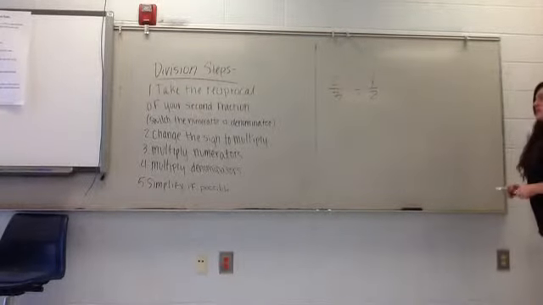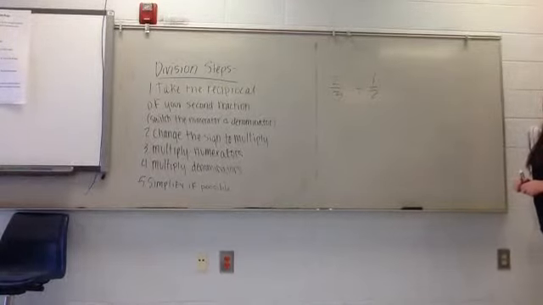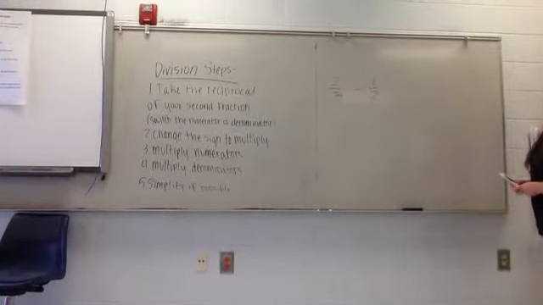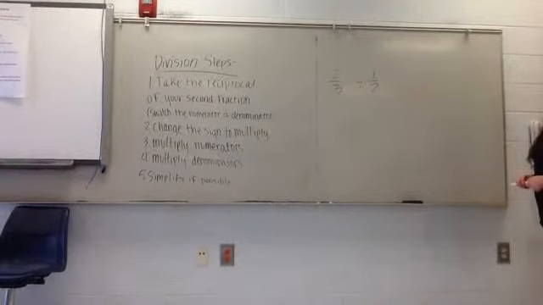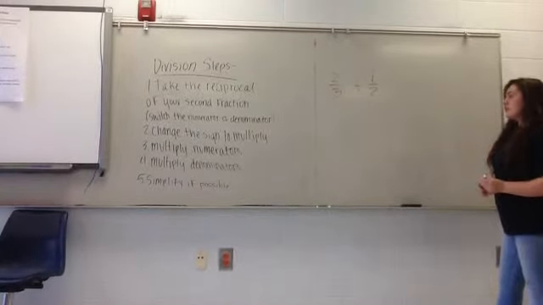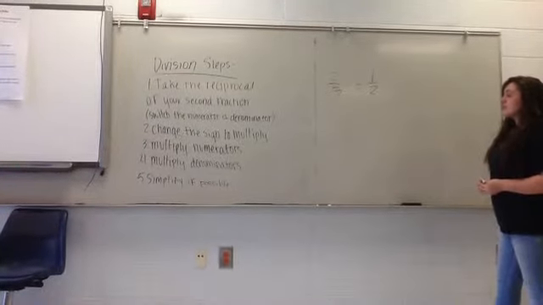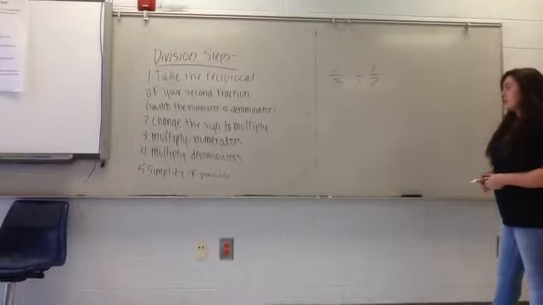Your last problem today is on division. Your division steps are 1, take the reciprocal of your second fraction, which means you switch the numerator and the denominator. Your second step is to change the sign into multiply. Your third step is to multiply your numerators. Your fourth step is to multiply your denominators. And your fifth step is to simplify if possible.